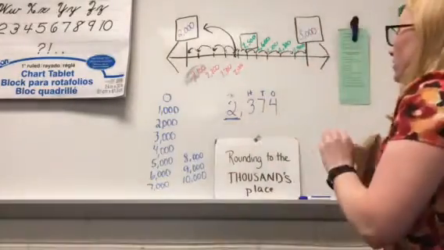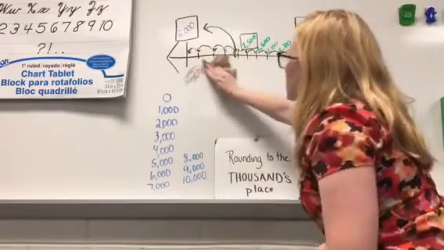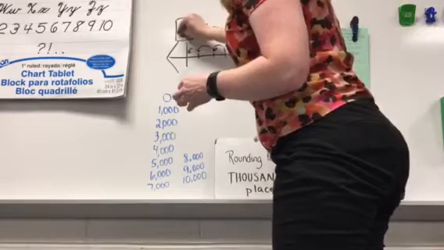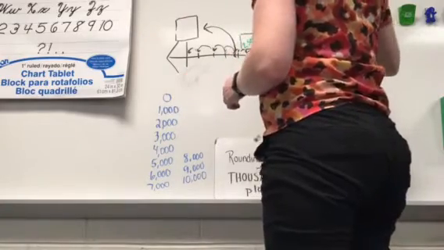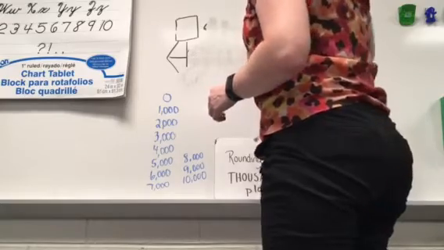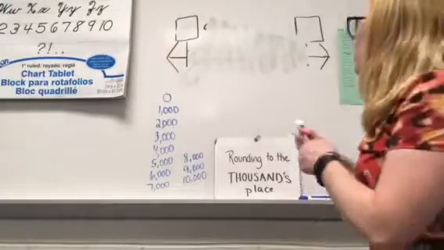Find my paper towel. We're going to keep our counting by 1,000 because we're still going to be rounding to the nearest 1,000. Okay, because that's what we're focused on right now. I'll erase this. Oh, that does not erase very well. Okay, and here we go.